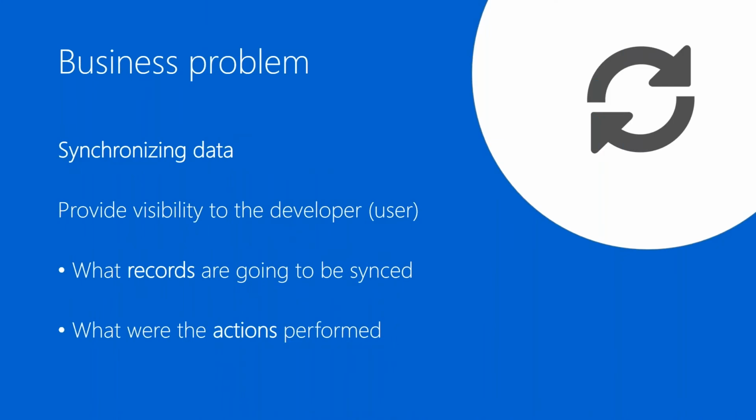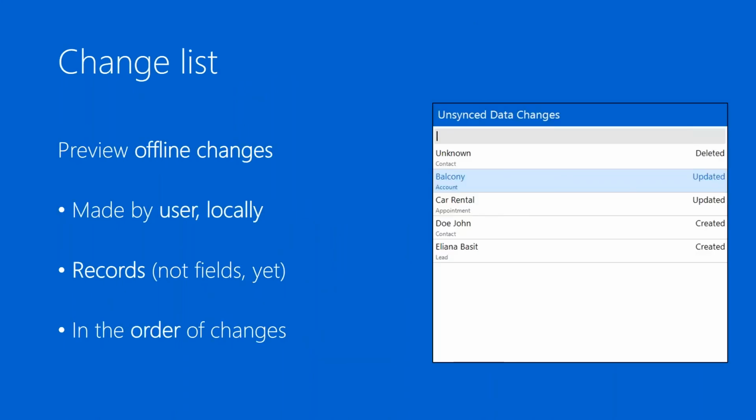Another business problem that we tried to solve with the user experience was the synchronizing experience. And when synchronizing data, we wanted to provide some more visibility to the admins, to the developers at this stage, possibly users in the future as well. And what we wanted to show were the records that are going to be synchronized, or the actions that were performed by the user. So this is how it looks like.